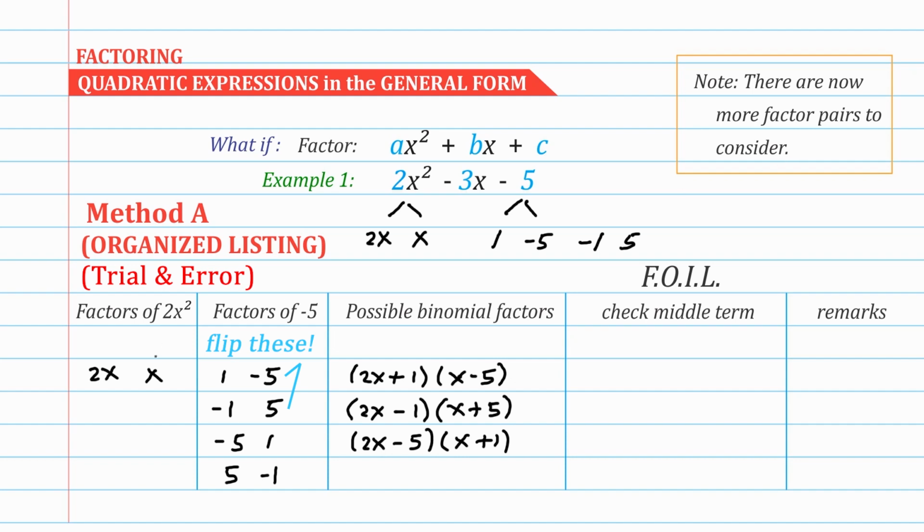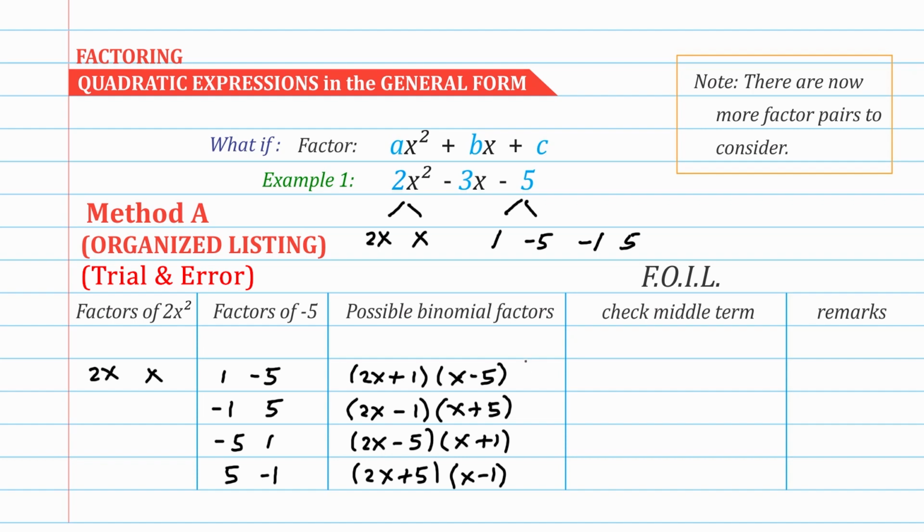Okay, sige, try again natin. Let's partner 2x with 5 this time. So we have 2x plus 5. And then factor x with minus 1. So, yung dating dalawa lang na i-consider mo, it became 4 possibilities. So, paano natin isa-solve ito then? Paano natin checkin which among these 4 will be our answer?